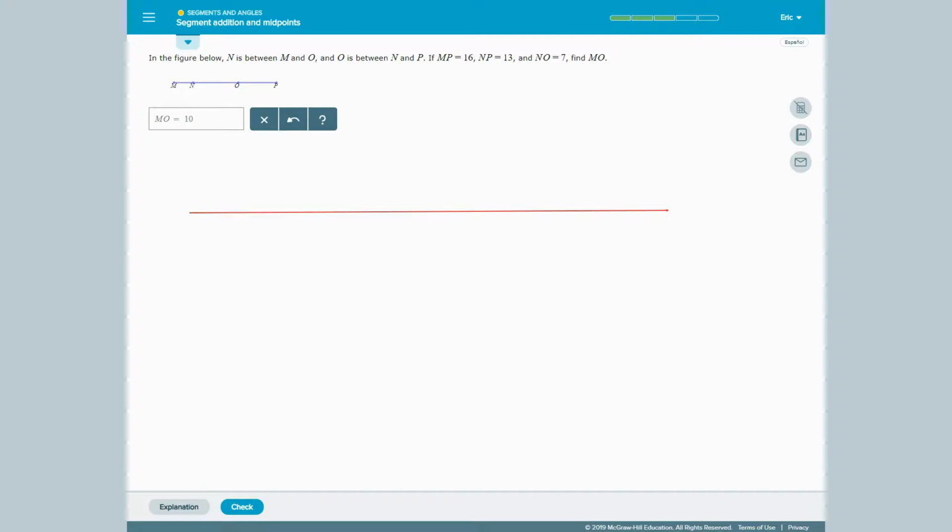You are given just M, N, O, P. They might say something along the lines of N is the midpoint, right? All that means is that the left side and the right side are equal. So if N is the midpoint of M and O, that means the distance between M and N is going to be the same as N and O.